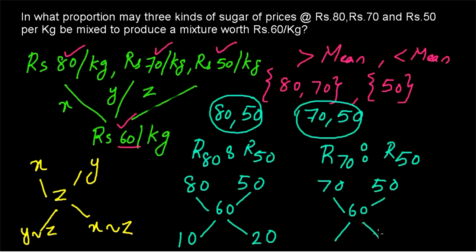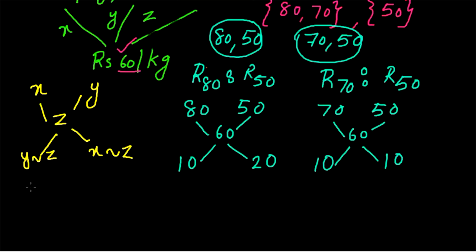So the difference between 70 and 60 is 10 and the difference between 60 and 50 is 10. Now the interesting part comes. We are going to combine to get the final answer. We have to find out the ratio of 80 is to 70 is to 50. So now we are going to combine it here.